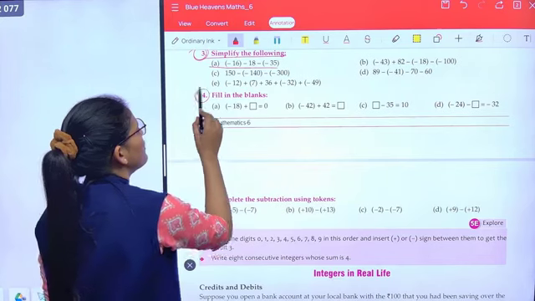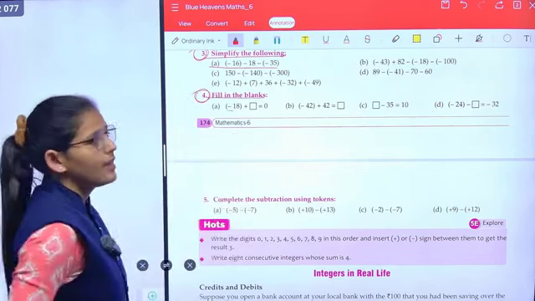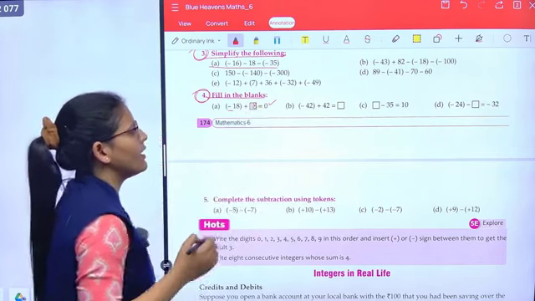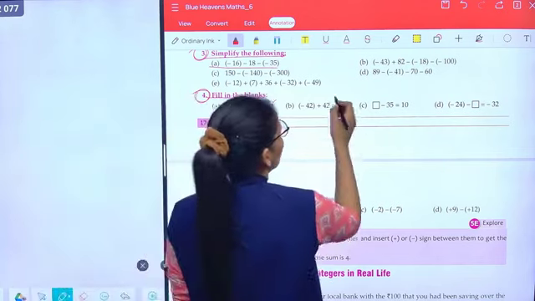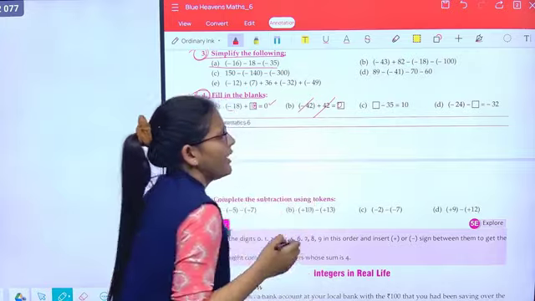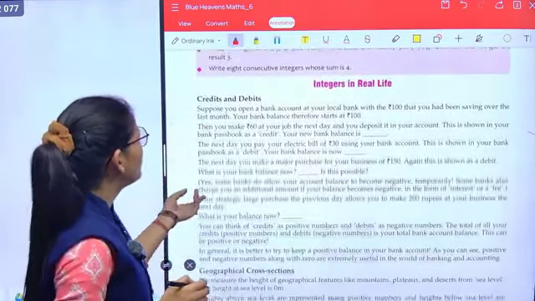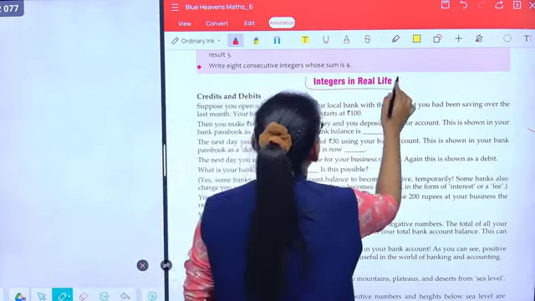Now rest of the parts, do yourself. Come on, question number 4. Fill in the blanks. Minus 18, so it is 0. So it is, here will come 18. Now class, minus 42 plus 42 cancel out, it is 0. Rest of the parts, do yourself. Now class, come on, integers in real life.